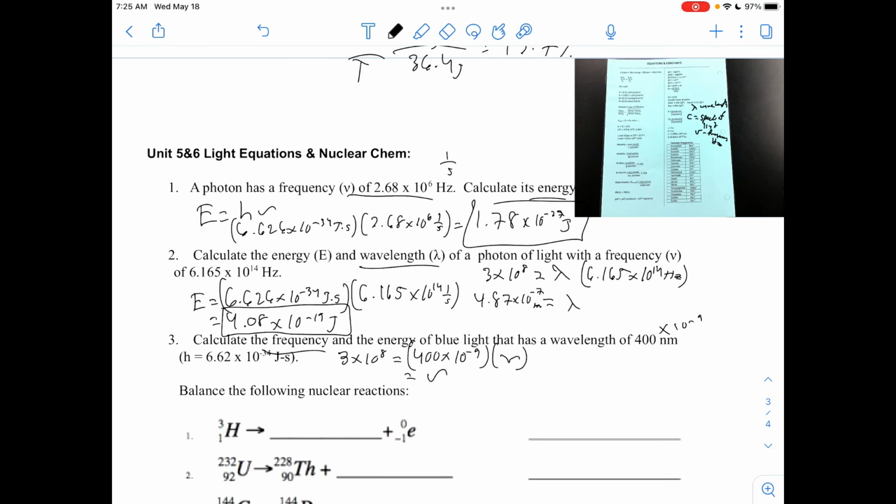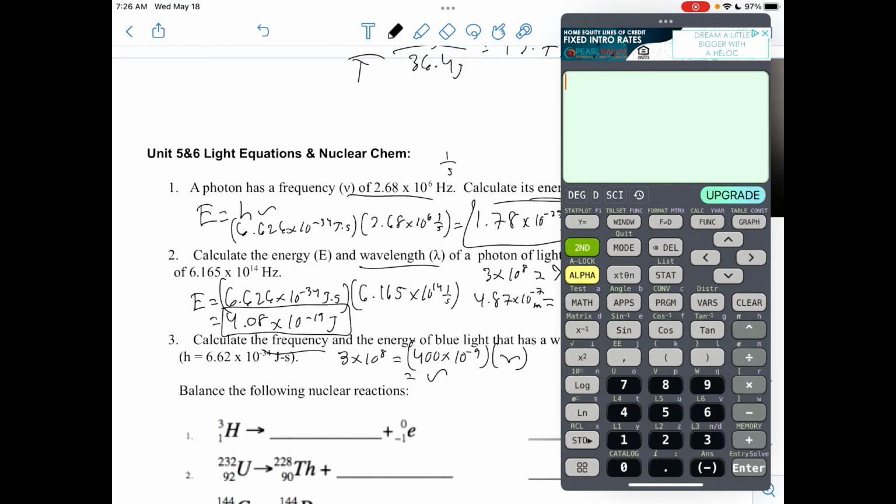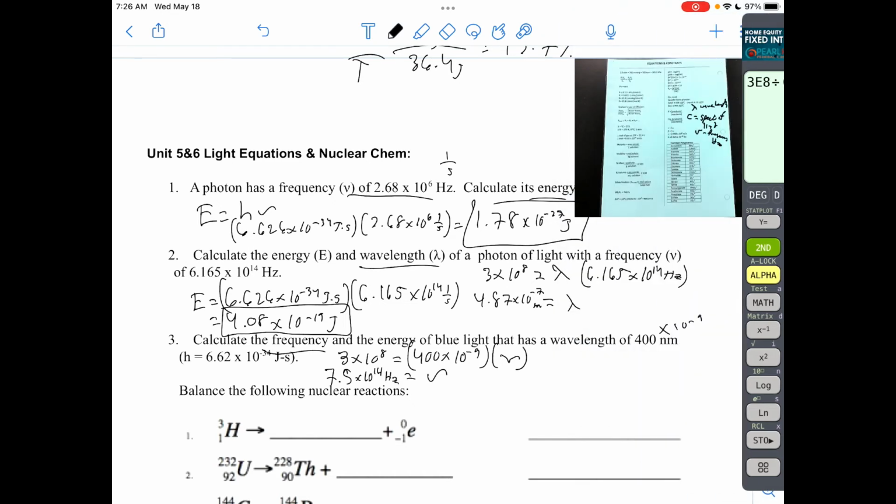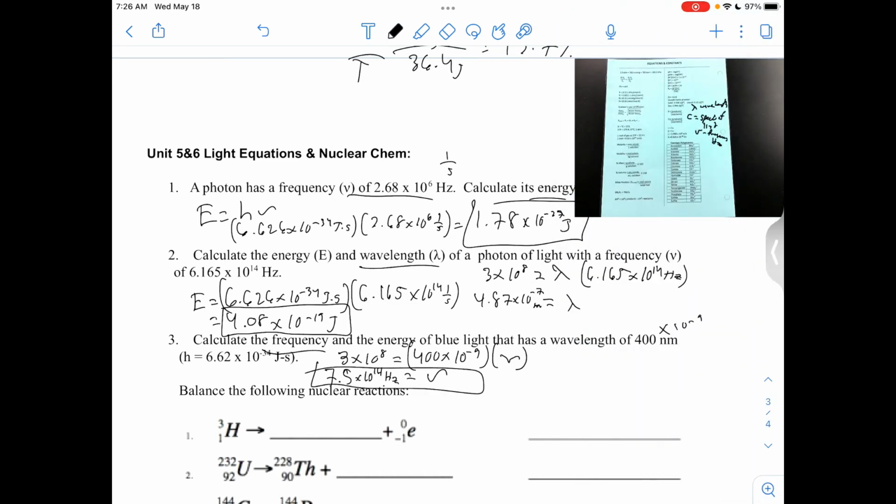Okay, I'm solving for nu. Nu is equal to 3E8 divided by, put in parentheses, 400 E negative 9. Okay, so I'm going to get 7.5 times 10 to the 14 hertz. Okay, here's my frequency. And then from that, I can calculate my energy.